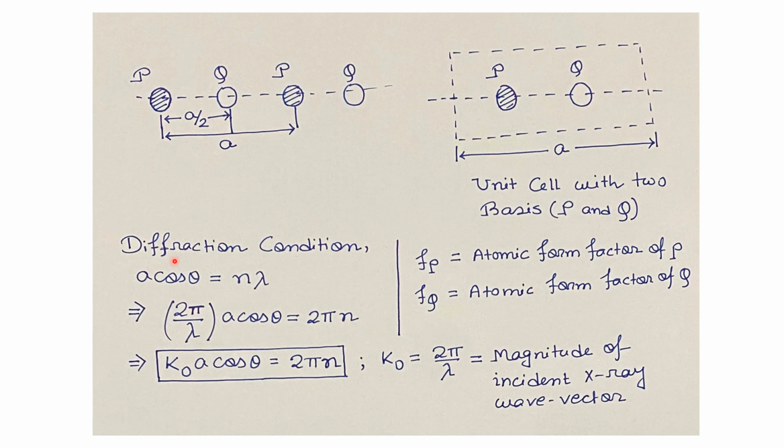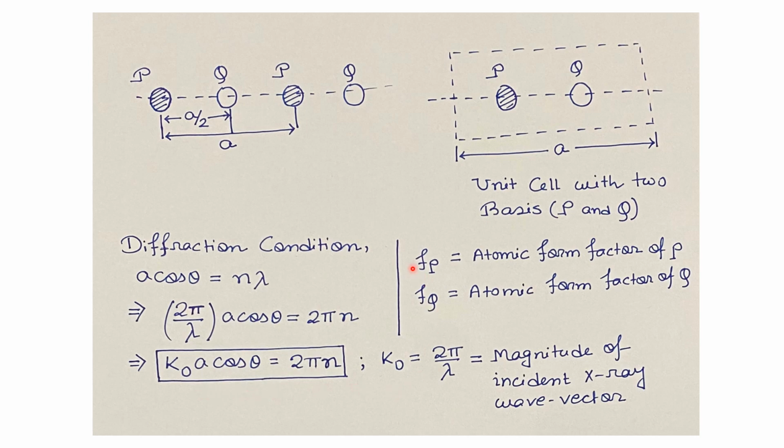The diffraction condition is given by a cos theta equals n lambda. Now we will multiply 2 pi by lambda on both sides. So we will get 2 pi by lambda times a cos theta equals 2 pi n. Now 2 pi by lambda is k naught, which is basically the magnitude of the incident X-ray wave vector. Our diffraction condition then becomes k naught a cos theta equals 2 pi n.